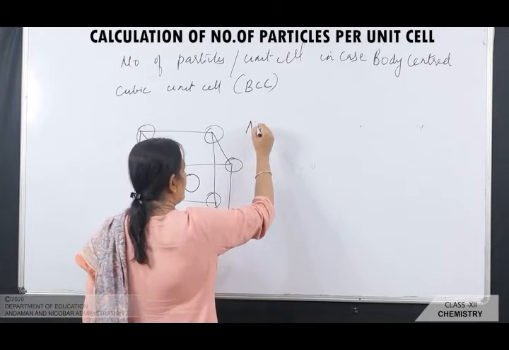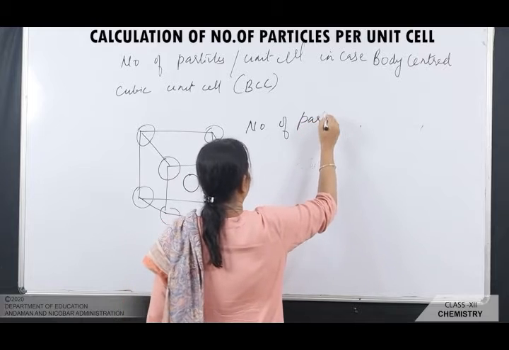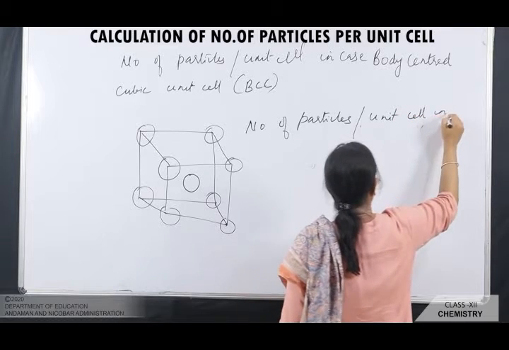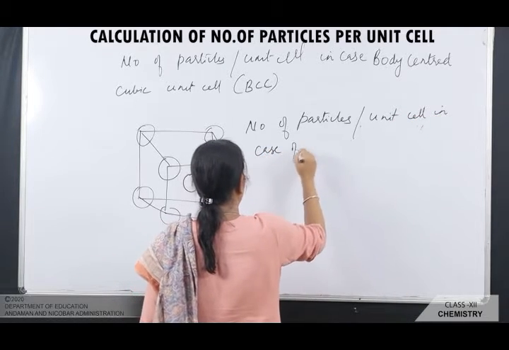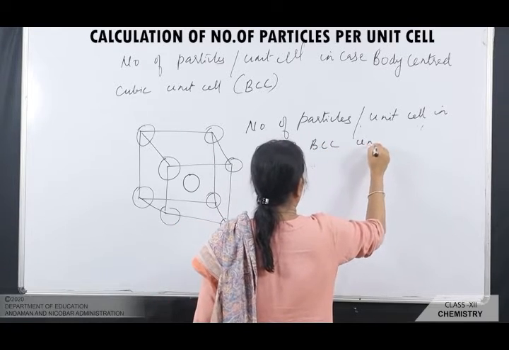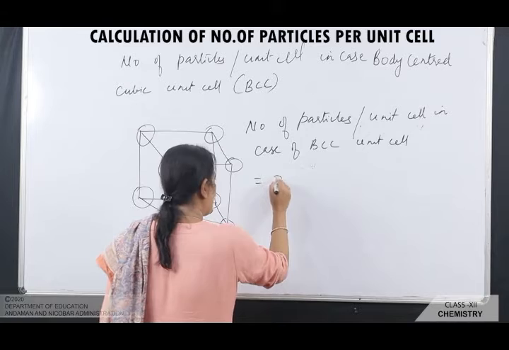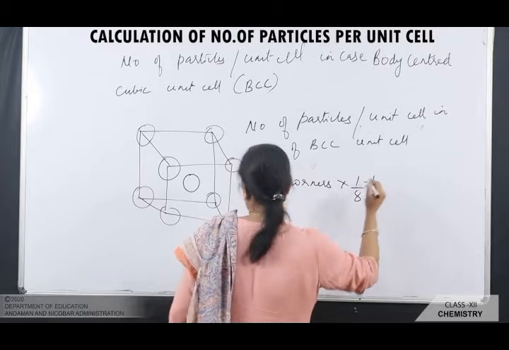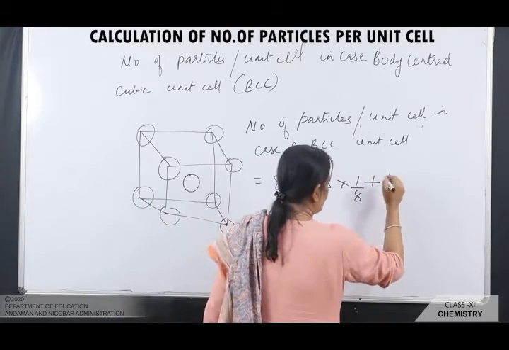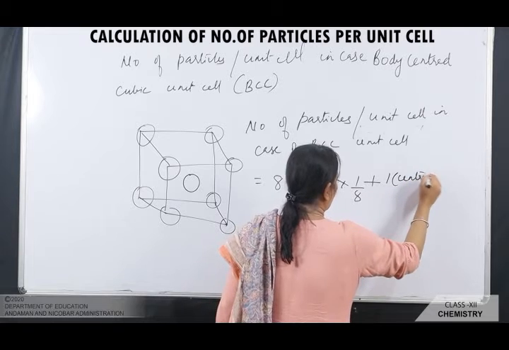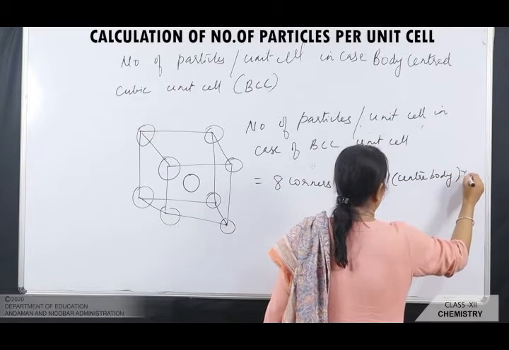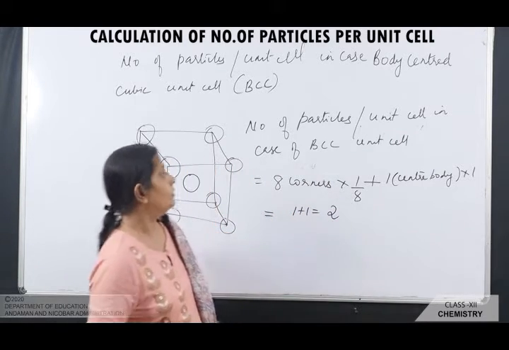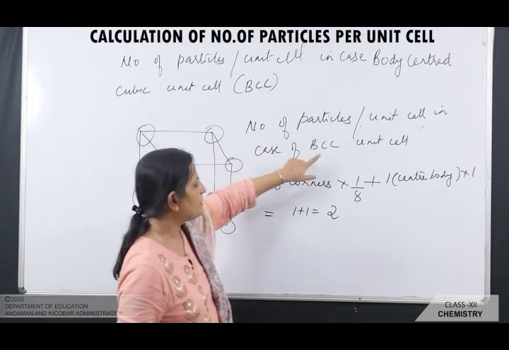So we'll calculate number of particles per unit cell in case of body-centered unit cell. So it will be how much? 8 corners into 1 by 8 plus at the center of the body. One center of the body. And what is the contribution? It's 1. So how much it will come? 1 plus 1, it's equal to 2. So the number of particles per unit cell in case of BCC unit cell is how much?